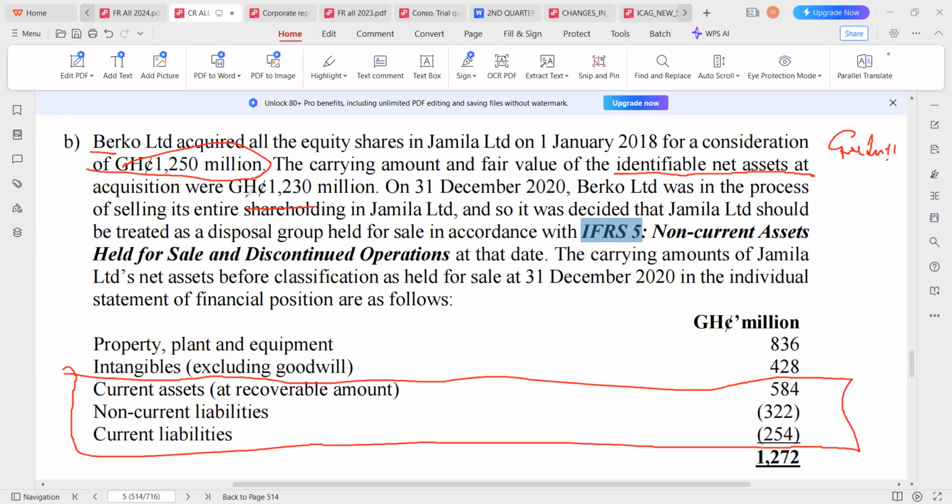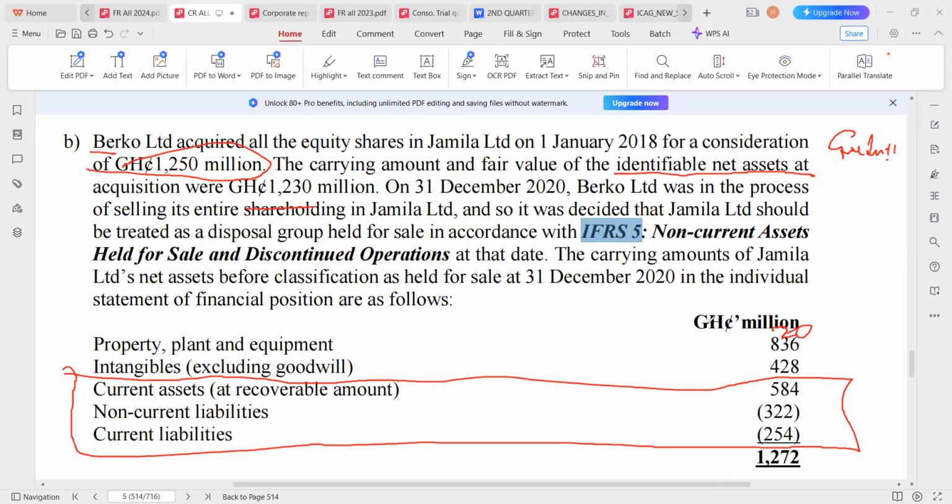How do you calculate goodwill? Consideration is 1,250, minus the net assets, so the goodwill is 20 million. So when you are listing your assets, goodwill should be first on the top, 20. That's all.